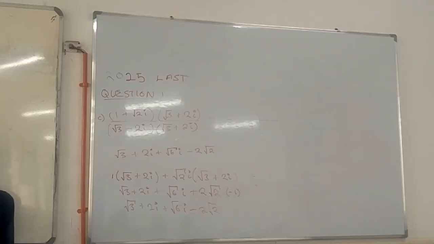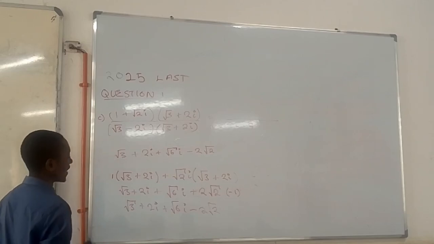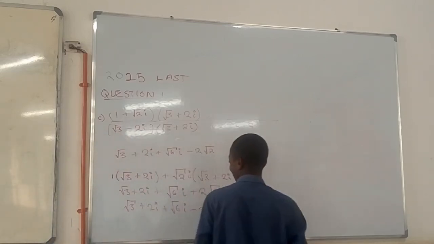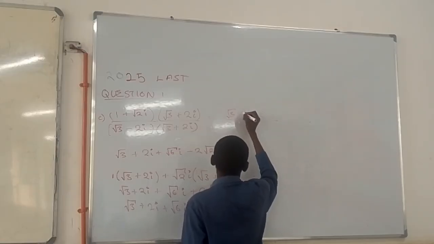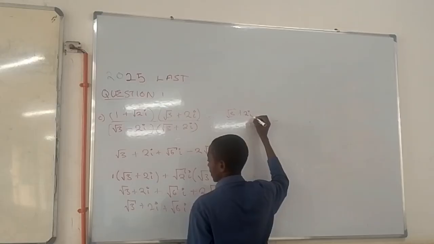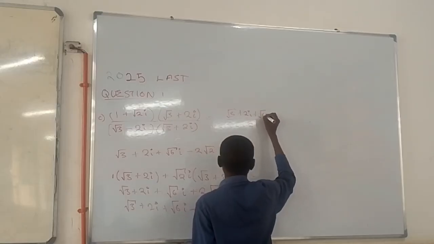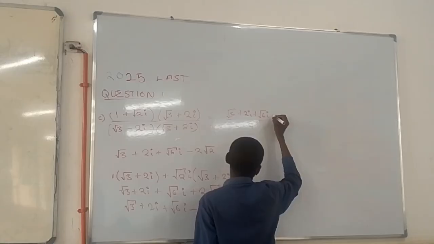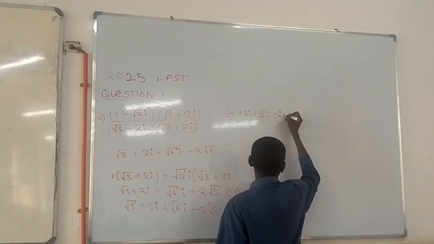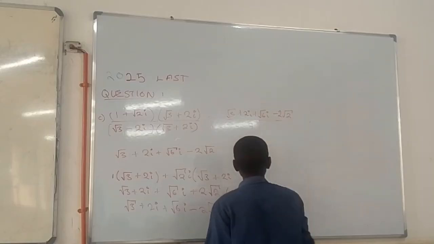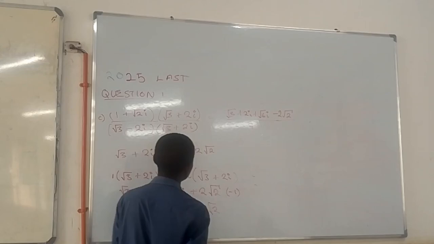Okay, we good? Times a minus, okay. So you have to correct it for the first time. So here we have 3 plus 2I plus root 6I, is it plus minus sign? Minus 2 root 2. Okay, that's what we have.